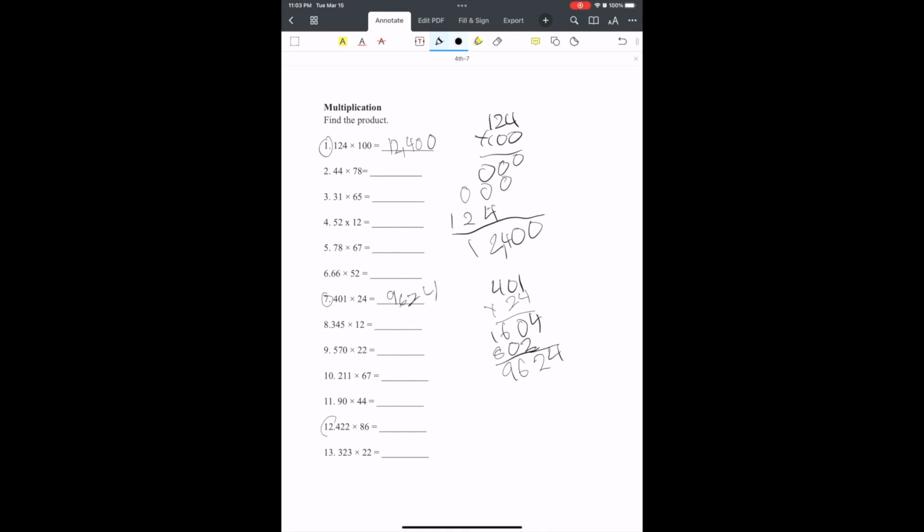And we'll do one more. Number 12. So 422 times 86. 6 times 2 is 12, 6 times 2 is 12, plus 1 is 13, and 6 times 4 is 24, plus 1 is 25. 8 times 2 is 16, 8 times 2 is 16, plus 1 is 17, and then 8 times 4 is 32, plus 1 is 33. Now you add it all up. 2 plus nothing is 2, 6 plus 3 is 9, 7 plus 5 is 12, and then carry the 1, 3 plus 2 plus 1 is 6, and 3 plus nothing is 3. So the answer is 36,292.